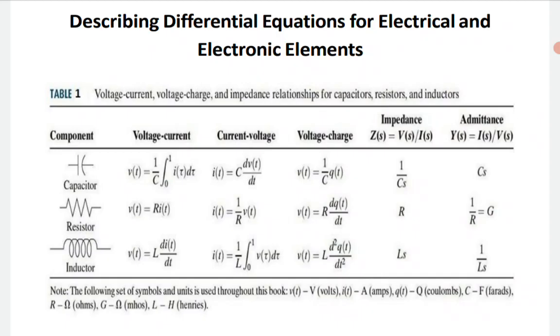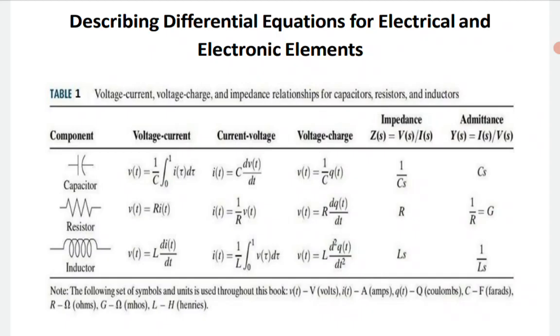Voltage charge relationship for the capacitor can be written as V of t is equal to 1 by C q of t, and impedance, that is Z of S, is V of S by I of S, which is 1 by C S. Admittance is the reciprocal of the impedance, that is denoted by the reciprocal of 1 by C S, which is CS.